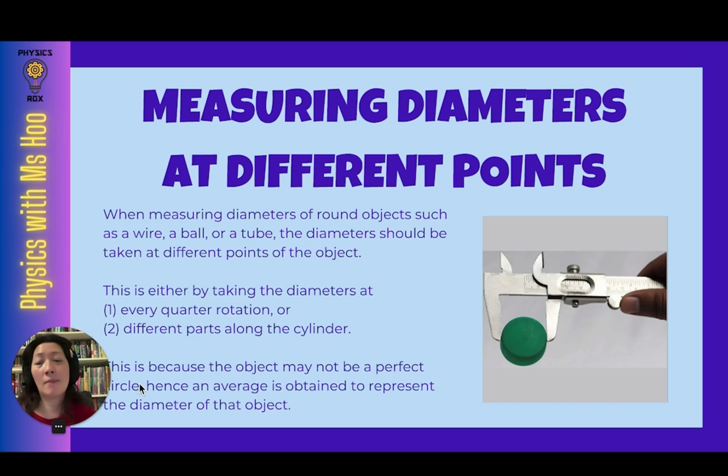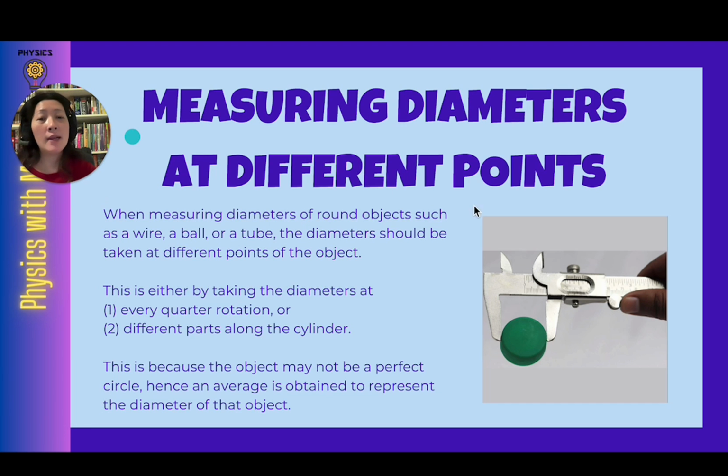In addition, when measuring round objects, normally to improve the accuracy, we would have to take the diameters at different points of the object. So for example, we would measure the diameter at every quarter rotation. That means you've measured the diameter here, rotate this a quarter, then measure again, another quarter, measure again, another quarter, so you get about 4 measurements around the circular object.